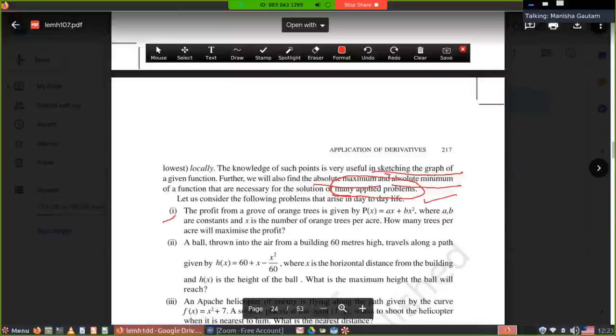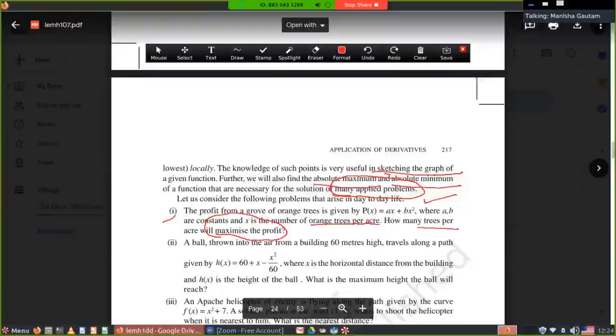First example: the profit from a grove of orange trees is given by the equation p(x) = ax + bx², where a and b are constants and x is the number of orange trees per acre. How many trees per acre will maximize the profit? Such questions where we maximize or minimize the profit, we did in chapter 12, LPP. Here we will do the same by applying the maxima and minima concept, using the first derivative method and second derivative method.